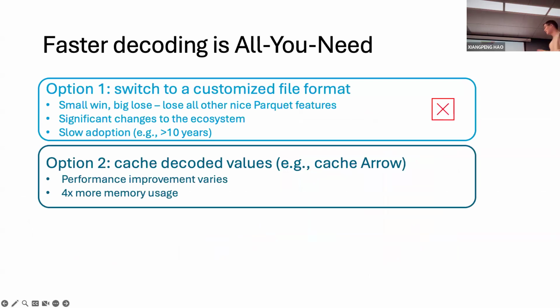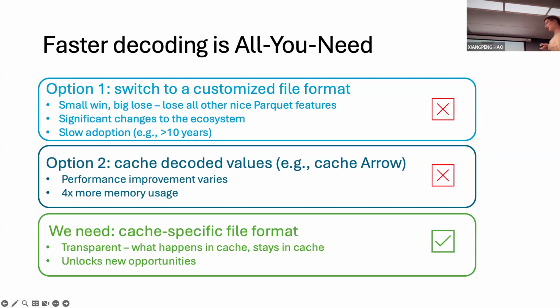Okay, so the second option, where we cache decoded values, gives performance improvements that vary, but the cost is always, say, 4x higher. So we were not doing that. Then that goes to what we actually need.